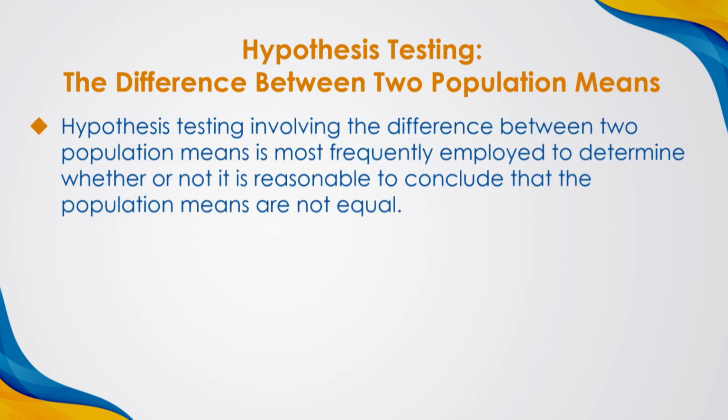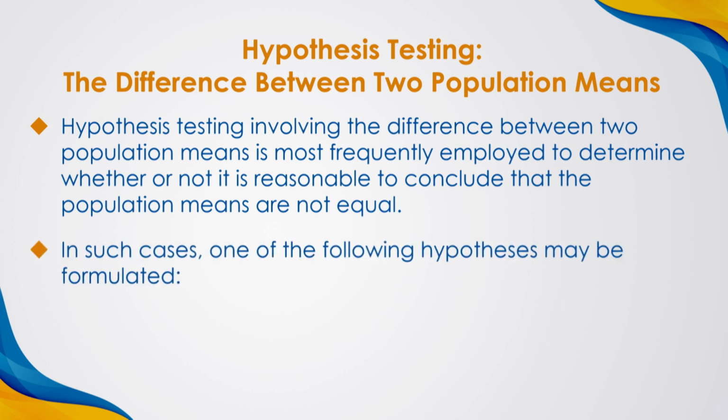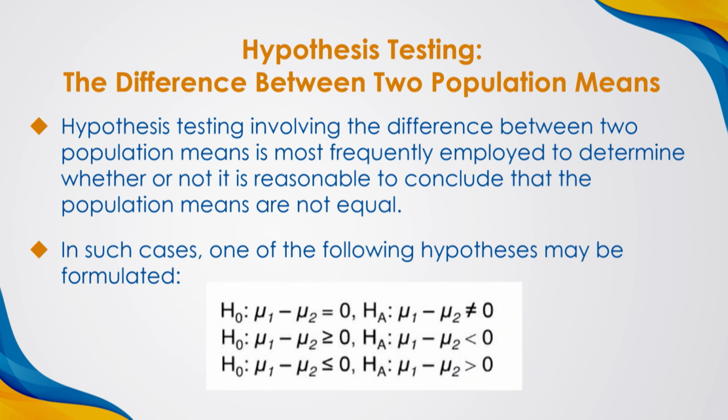Then, difference between two population means. Hypothesis testing involving the difference between two population means is most frequently employed to determine whether or not it is reasonable to conclude that the population means are not equal. In such cases, one of the following hypotheses may be formulated. First one, H0: mu1 minus mu2 is equal to 0. Alternative hypothesis, H1: mu1 minus mu2 is not equal to 0.